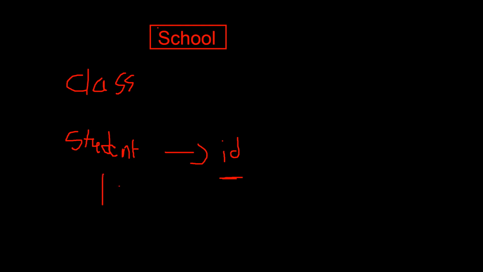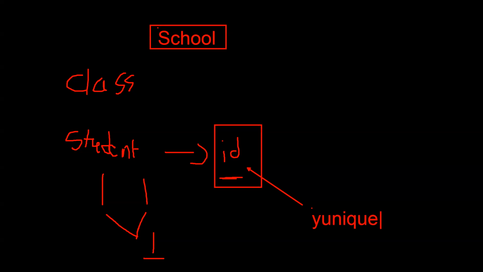Let us say this is student 1, this is student 2. Both roll numbers cannot be 1 in the same class, because we treat ID as a unique keyword. It is always a unique word. But what will happen in a class?